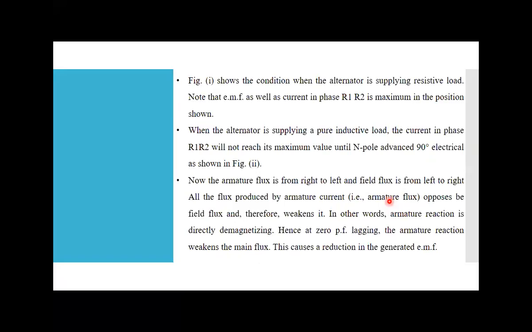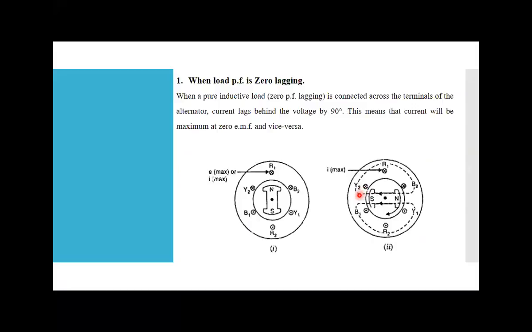Okay, 90-degree. So now the armature flux is from right to left. You can see here, my armature flux is right to left in both the cases. In the first, when we have a resistive load, then my armature flux for the conductors under the N pole is in the clockwise direction, and those conductors under the S pole have anti-clockwise direction. But here, my armature flux is in the same direction, from right to left for all the conductors.